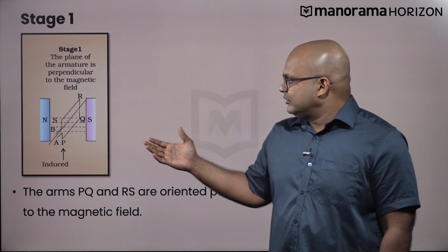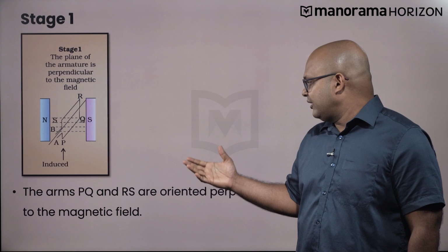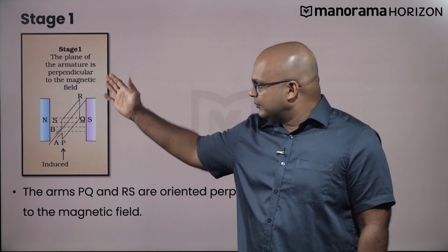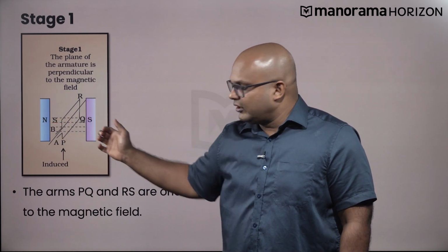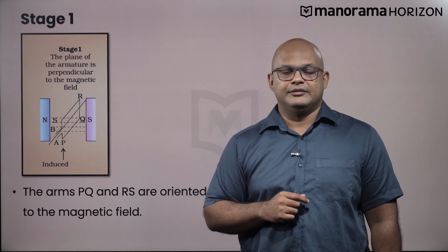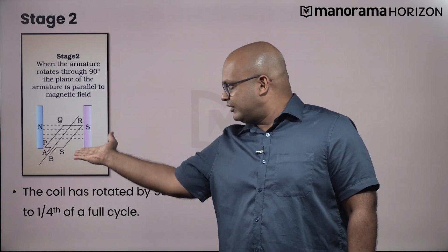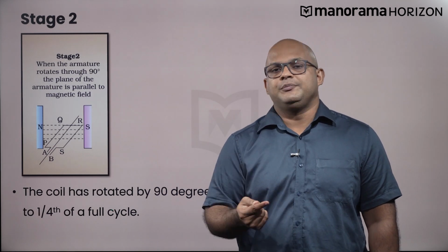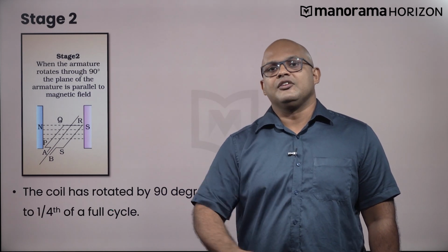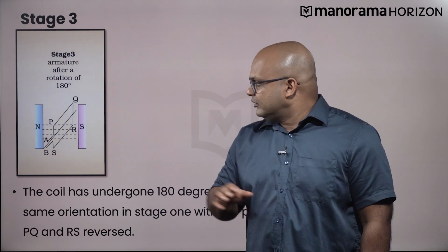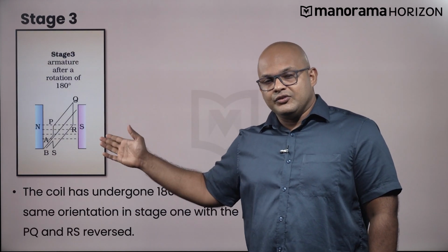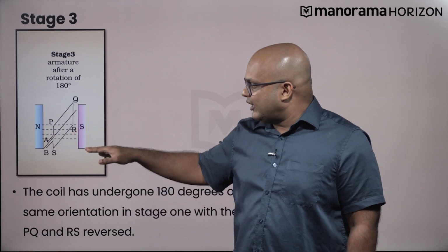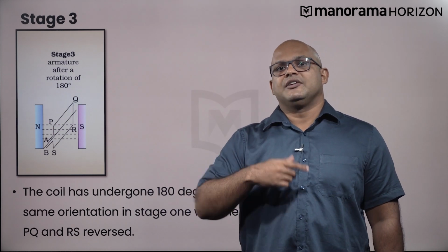So here we have the beginning state. The arms PQ and RS are oriented perpendicular to the magnetic field. In other words, the plane of this coil is perpendicular to the direction of the magnetic field. Now, in this case, the coil has rotated by 90 degrees, which corresponds to 1/4 or 25% of a full cycle. A full cycle is one complete rotation of the coil. Now, again, we have rotated by another 90 degrees. So, from the beginning, we have gone through 180 degrees of rotation. PQ and RS are now on opposite sides as they were before.